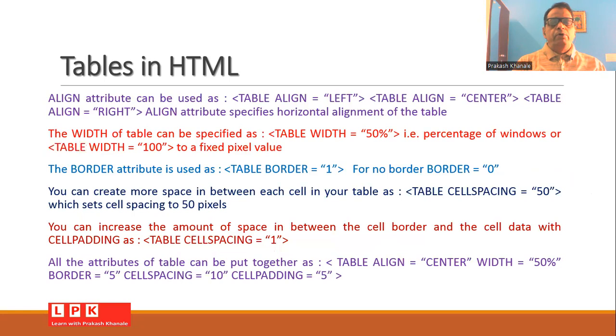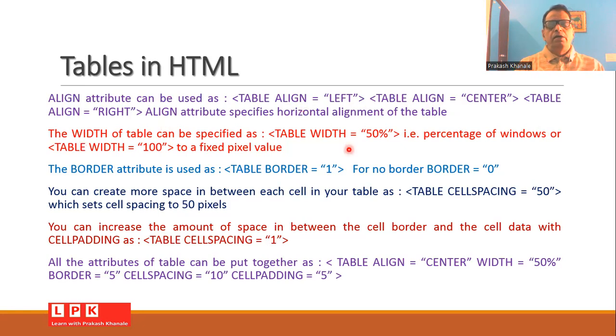The align attribute can be used like this. In the table tag, you can write align equal to left, so the table will be aligned to the left side of the web page. You can use align equal to center, so that the table will be displayed in the center of the web page. You can use align equal to right, so that the table will be displayed on the right hand side. So it specifies the horizontal alignment of the table.